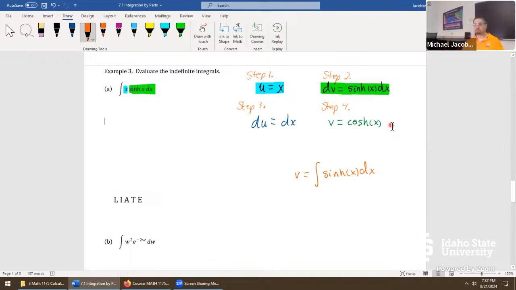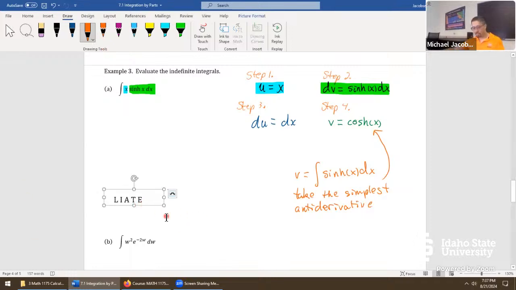Yeah, that's one thing that's really weird here. Sometimes we require that constant. Here, we want the simplest antiderivative to get that. So we wouldn't add a constant C in this kind of situation. Move that out of here now that we have the table.